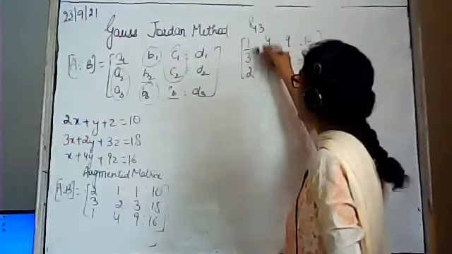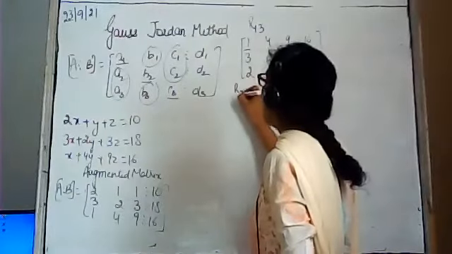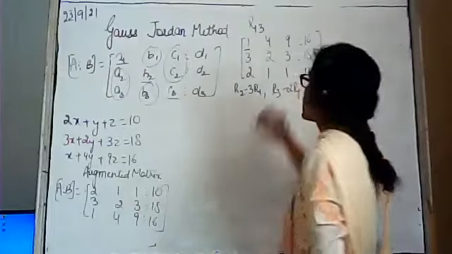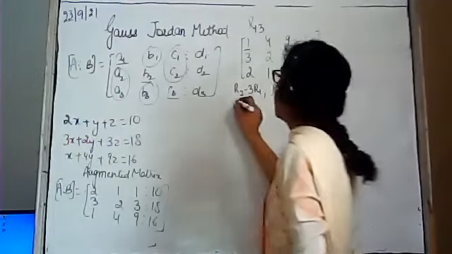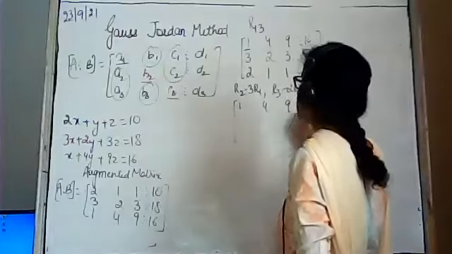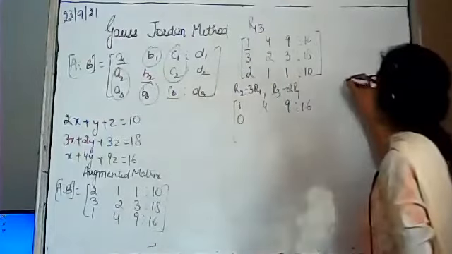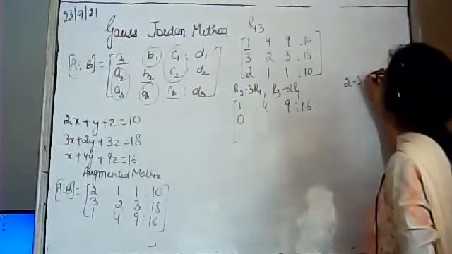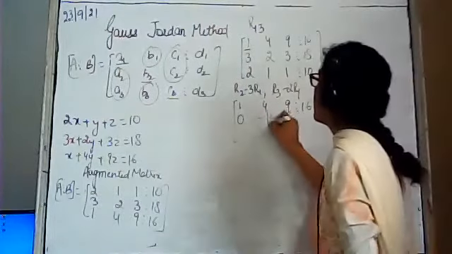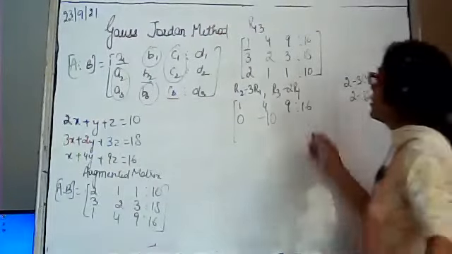Now, let it be as it is. We are to make these two elements zero using row number 1. Means we are going to apply the operation R2 minus 3 times R1 and R3 minus 2 times R1. ठीक है? तो क्या आएगा हमारे पास? 1, 4, 9, 16. R2 minus 3 R1. 3 minus 3 will be 0. R2 minus 3 times R1. 2 minus 3 4s are 12. It will be minus 10.